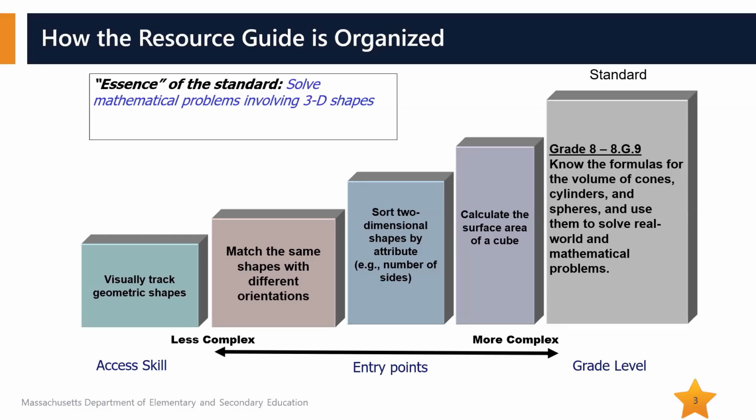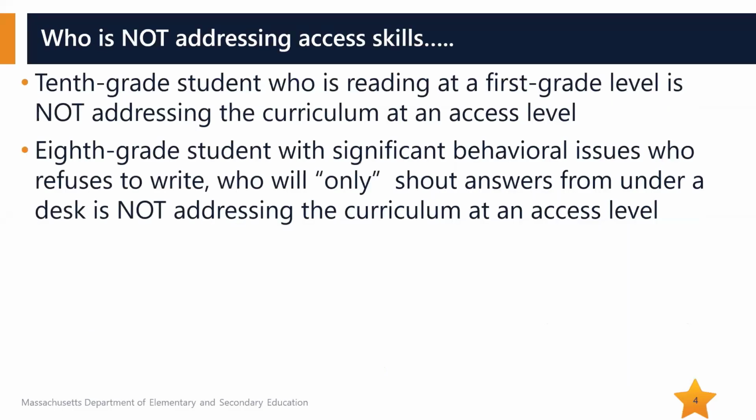And so let me share with you some more examples of who is not addressing Access Skills. So a 10th grade student who is reading at a 1st grade level is not addressing the curriculum at an Access level, really. So you want to look for low level entry points, and many of them seem very, very distant from the expectations of typical 10th grade students. But the resource guide has done a great job of breaking apart those standards so that students with even very limited language can enter into the curriculum. Or how about that 8th grade student with significant behavioral issues who refuses to write and who will only shout answers from under the desk?